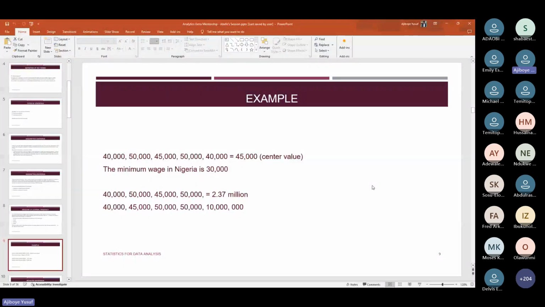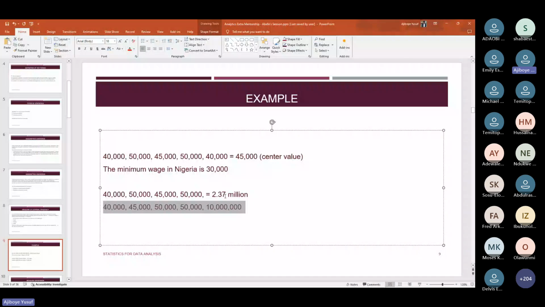Now let us use this example right here. Let's say I have a salary range of people: 40,000, 45K, 50K, 50K, and then we have 10 million here. Obviously, if you get the average of this, it is going to be 2.37 million. So you are telling me that these people have money. If you look at this average value, you might think they have money in this place, whereas it is this person's earning that skewed the data set.